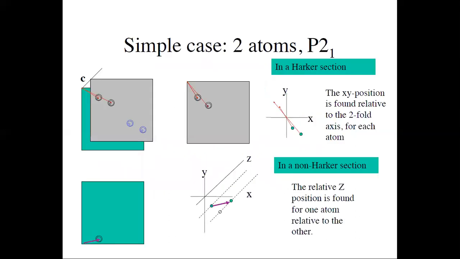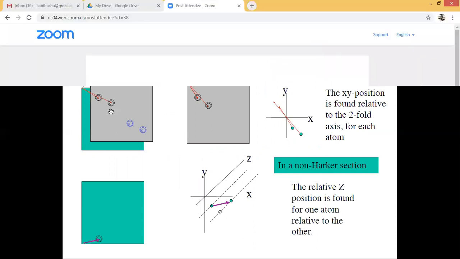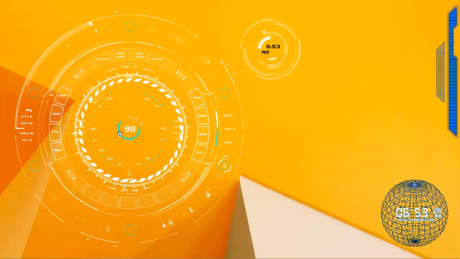So in a simple case, this is an example of Harker and non-Harker sections in which the XY positions are found in the two-fold axis for each atom. This is a two-fold axis in the Harker section. Similarly, in the non-Harker section, one atom is related to the position. This is the change from the Harker to the non-Harker section.